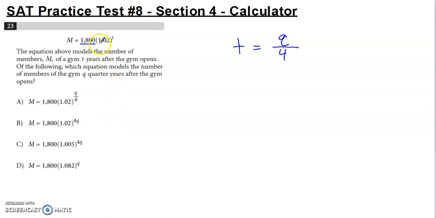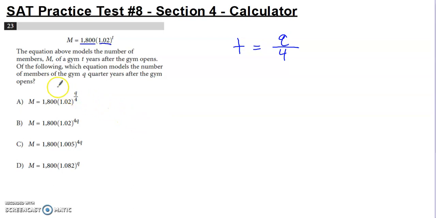And then the value that's here is usually close to 1. 1.02 obviously is close to 1. If the number's above 1, that indicates growth. If the number's below 1, that indicates decay. Now, we have 1 plus 0.02. So what we have going on here, because of this 1.02, is we have 2% growth in the number of members of this gym every year.